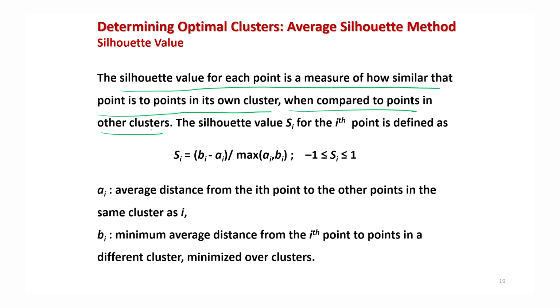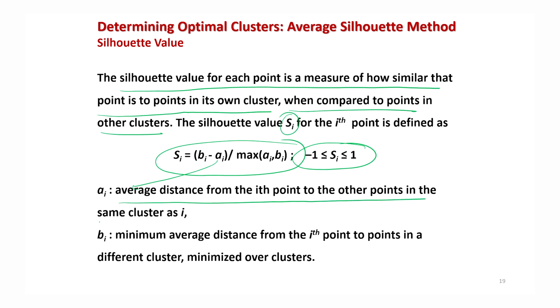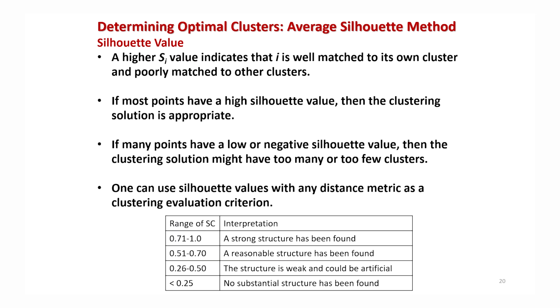And this silhouette value Si for the ith point is defined as bi minus ai divided by the maximum value between ai and bi, and it always lies between -1 and +1, where ai is the average distance from the ith point to the other points in the same cluster as i, and bi is the minimum average distance from the ith point to points in different clusters, minimized over clusters. Anyway, these things are computed in the software, so you don't have to worry, but you have to simply understand what these values are going to indicate.